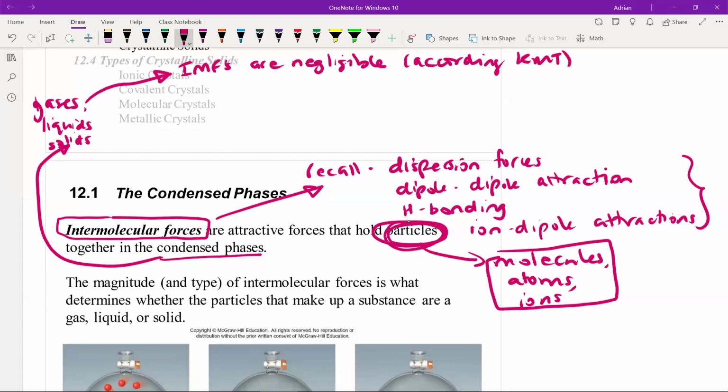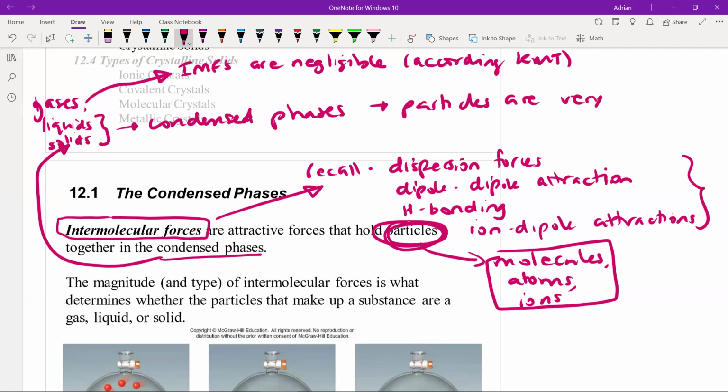So our intermolecular forces of attraction will become more relevant when we start looking at the liquids and solids, and these are going to be the condensed phases. This is where the particles are a lot closer together. They're very close together, especially when you compare them to the gas phase, where the particles are more spread out, with a lot of empty space between them. That is not the case with the liquids and the solids, so we refer to them as the condensed phases.